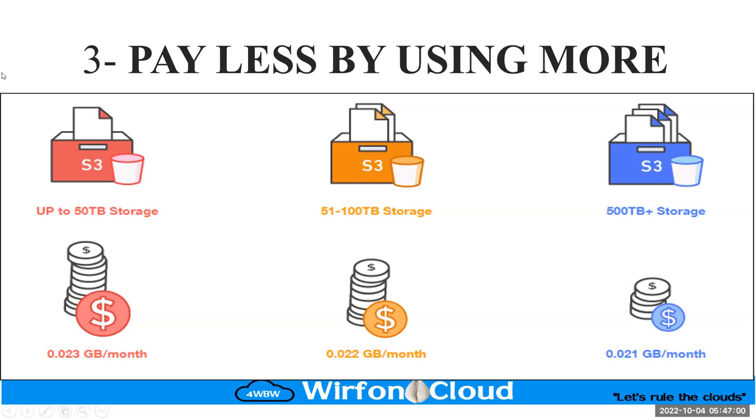You can see here, this is in storage. The first client here is using up to 50 terabytes of storage, and what they pay per month is 0.023 per gigabyte per month. The second is using from 51 to 100 terabytes of storage. It's more, and you see that the amount they pay per month is less. And from 500 terabytes and above of storage, they are paying 0.021 per gigabyte per month. So you pay less by using more.